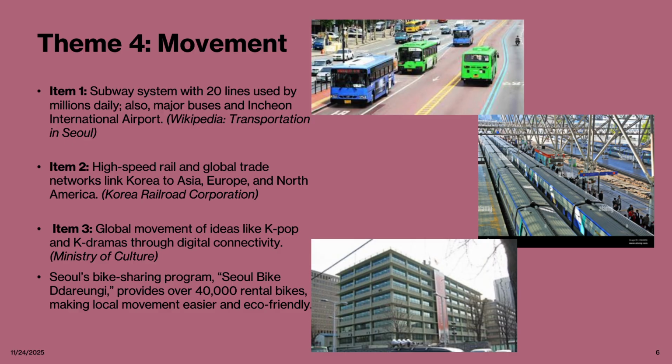Theme 4 is movement. They use a lot of the subway system with 20 lines used by millions of people daily, and they use major buses and international airports, and people definitely use cars there. Obviously, I think anywhere you go at this point uses a lot of cars, but besides cars, these are the most common things to use in Seoul.